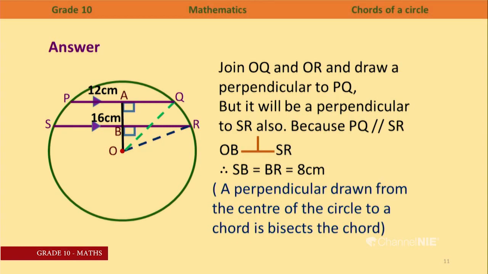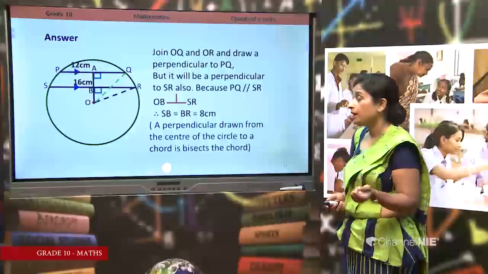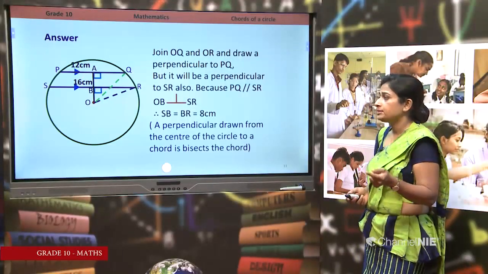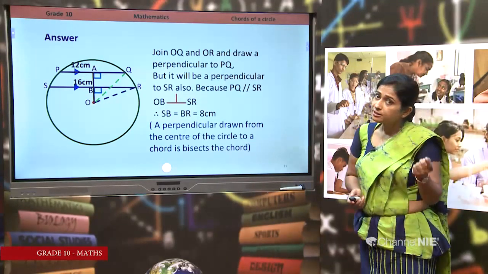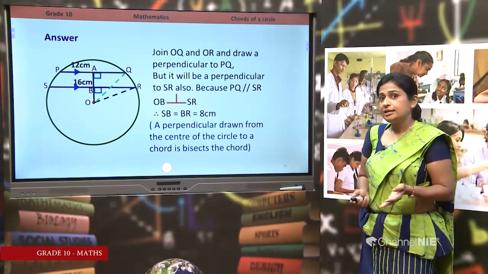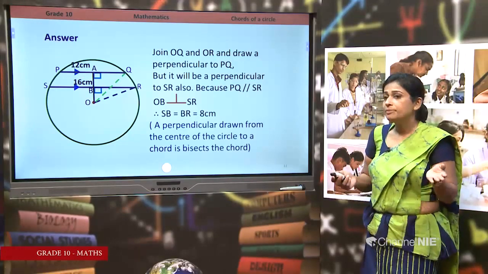We know OB is perpendicular to SR. Why? We got that from the construction. Because of that, we can apply the converse of the theorem. By the converse of the theorem, we can say B is the midpoint of the chord SR. Why? Because OB is perpendicular to SR. Therefore, we can say SB equals BR.